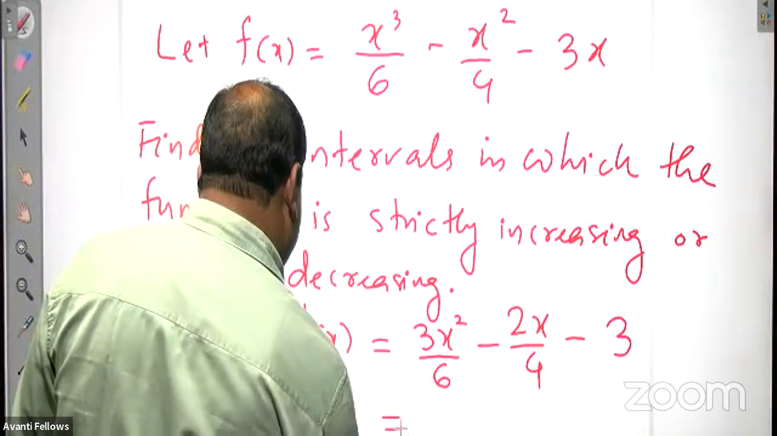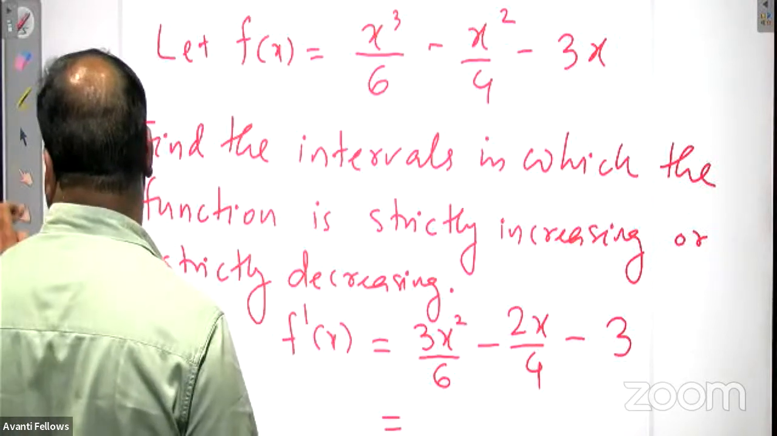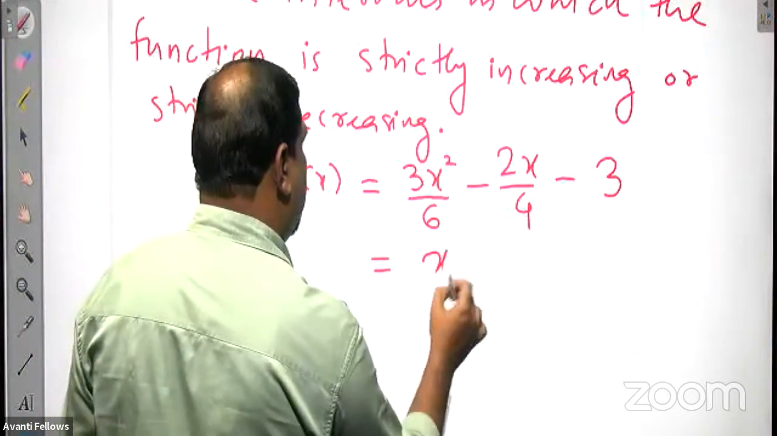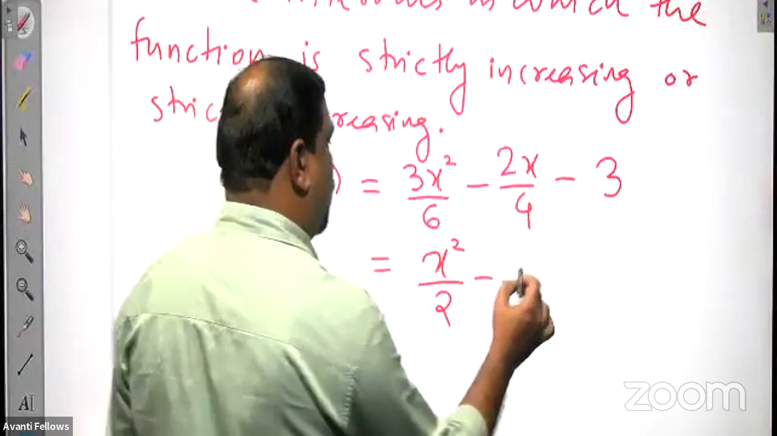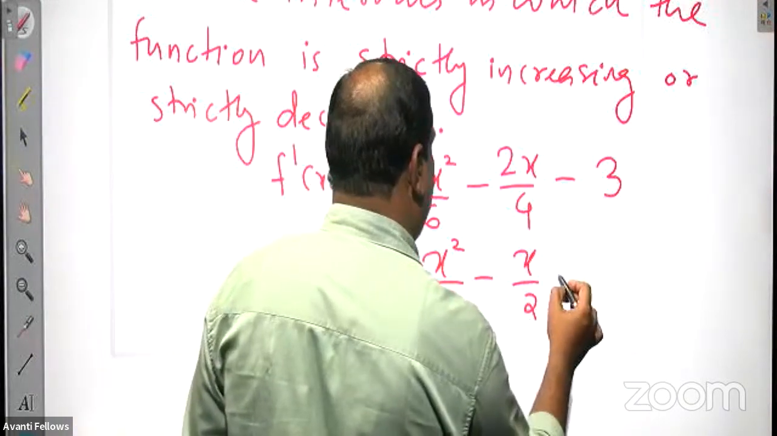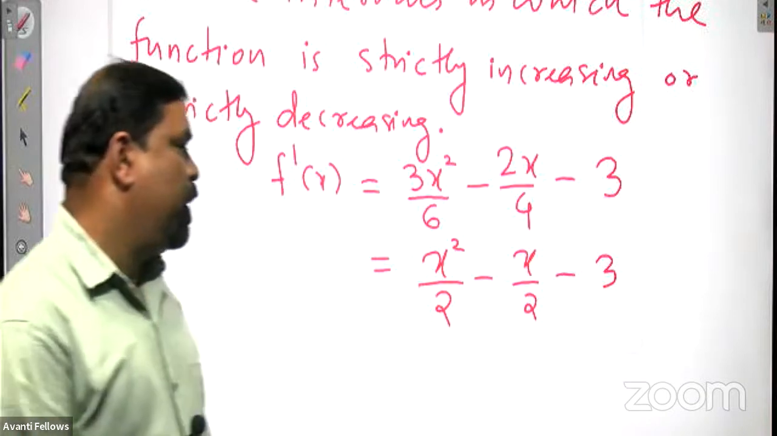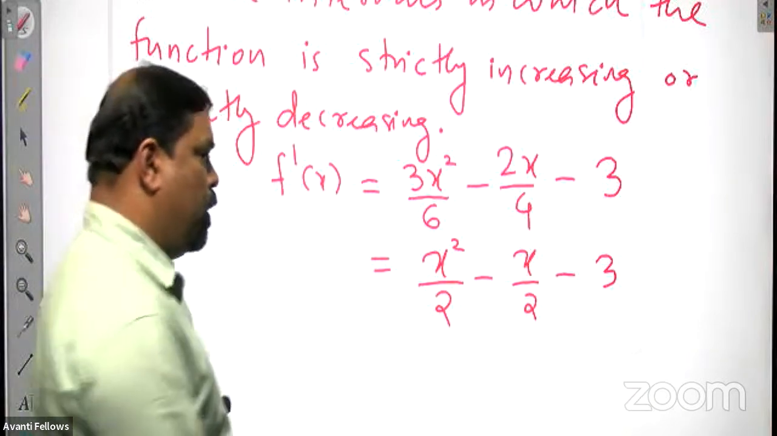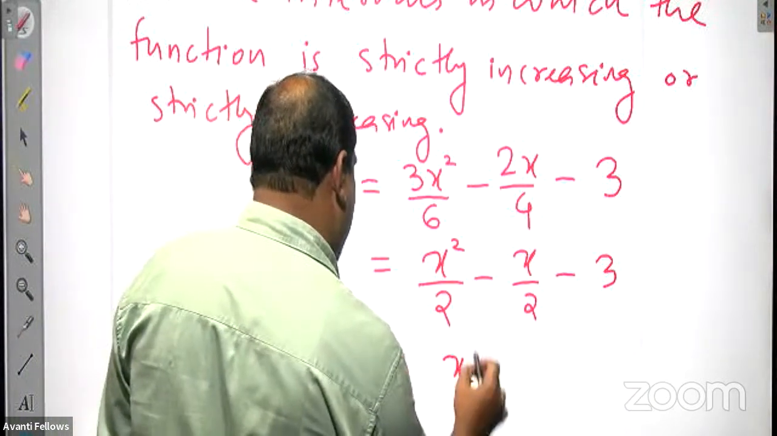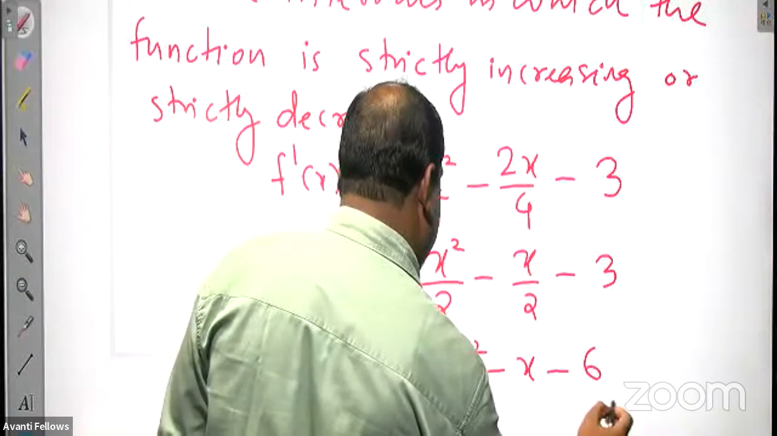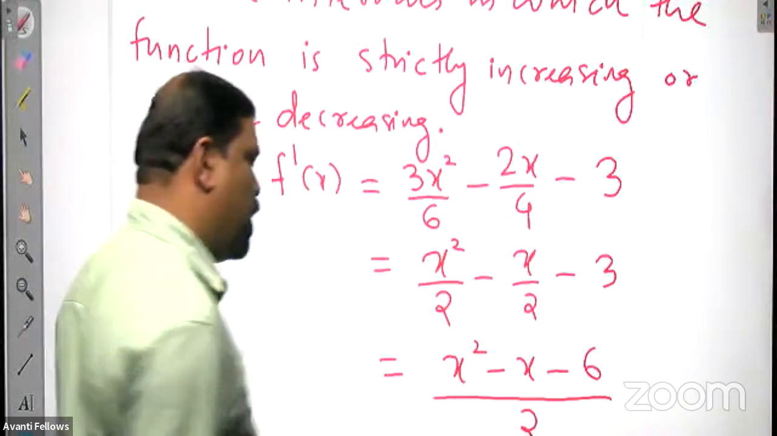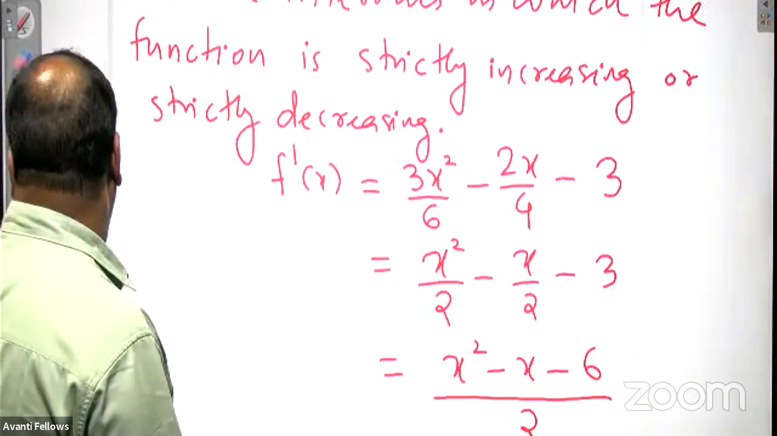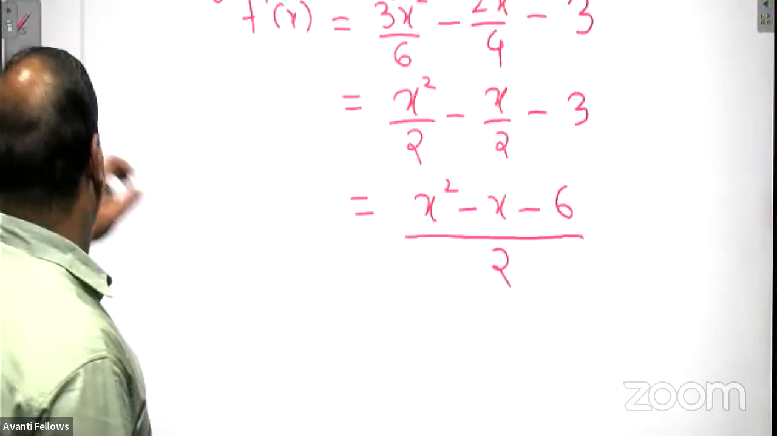So this can be further simplified. Let us simplify further. What you will get: x square by 2 minus x by 2 minus 3, isn't it? So this can be written as x square minus x minus 6, all divided by 2. Normal simplification only. Now again, we can factorize it.